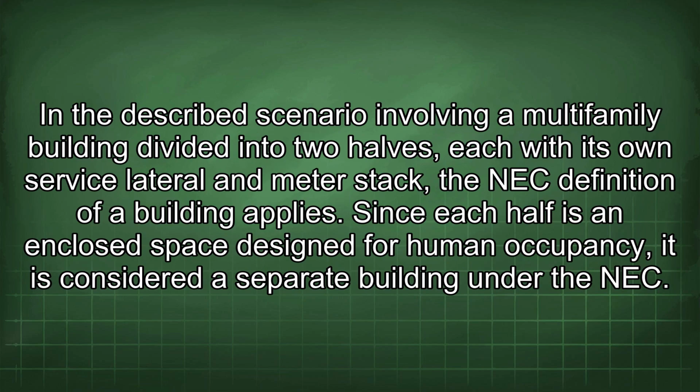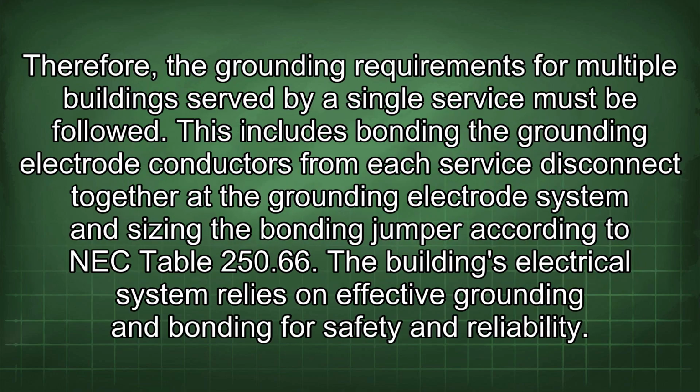In the described scenario involving a multifamily building divided into two halves, each with its own service lateral and meter stack, the NEC definition of a building applies. Since each half is an enclosed space designed for human occupancy, it is considered a separate building under the NEC. Therefore, the grounding requirements for multiple buildings served by a single service must be followed. This includes bonding the grounding electrode conductors from each service disconnect together at the grounding electrode system and sizing the bonding jumper according to NEC Table 250.66.